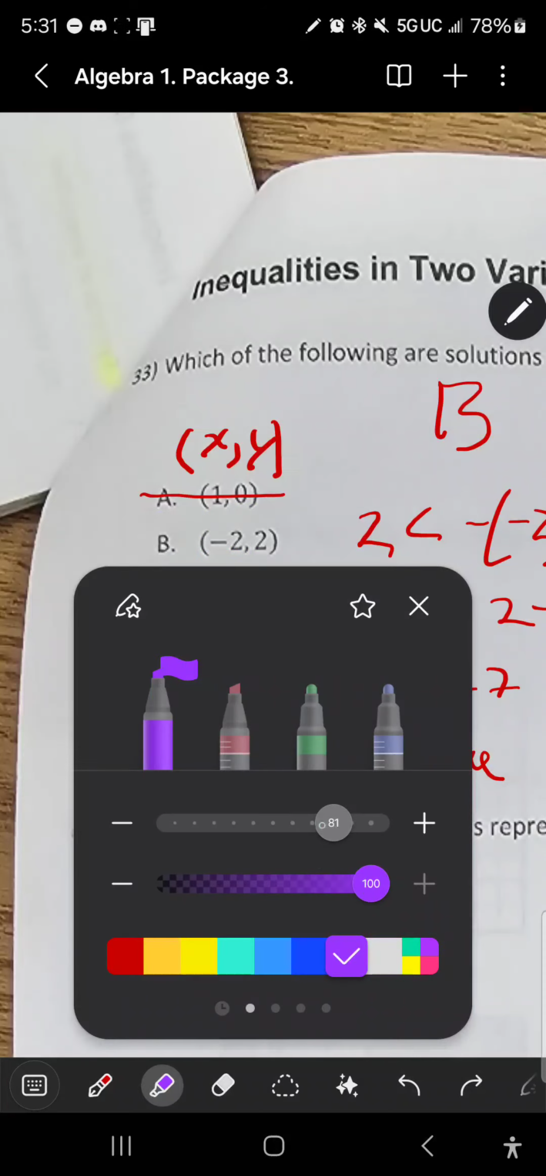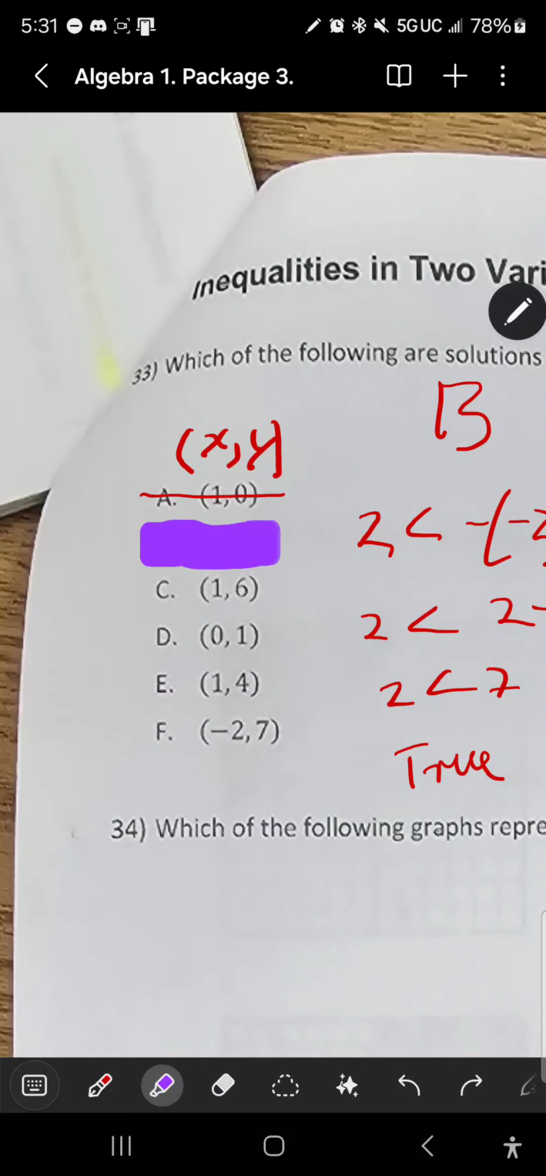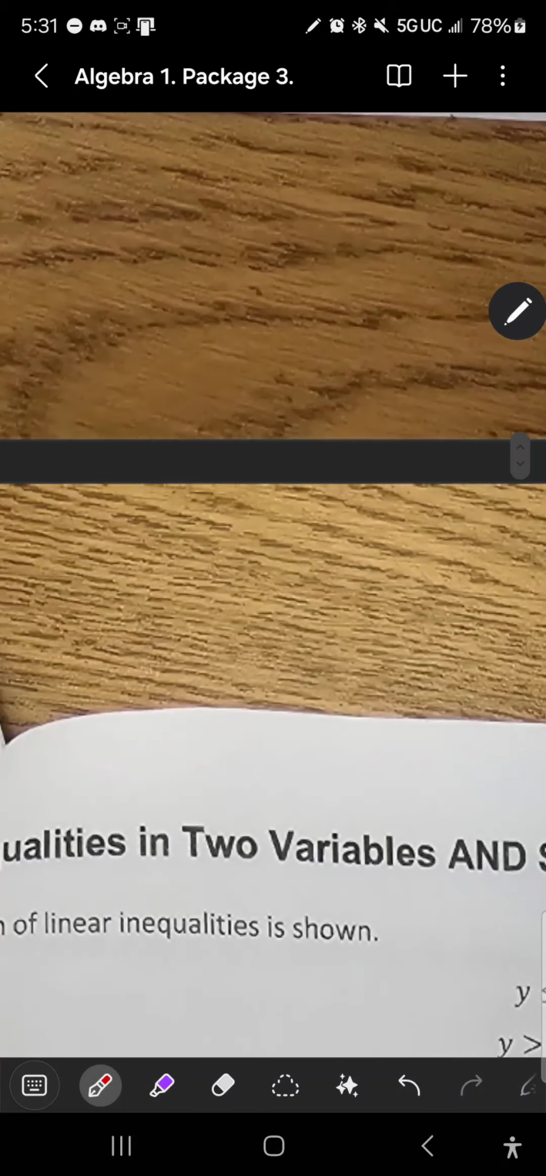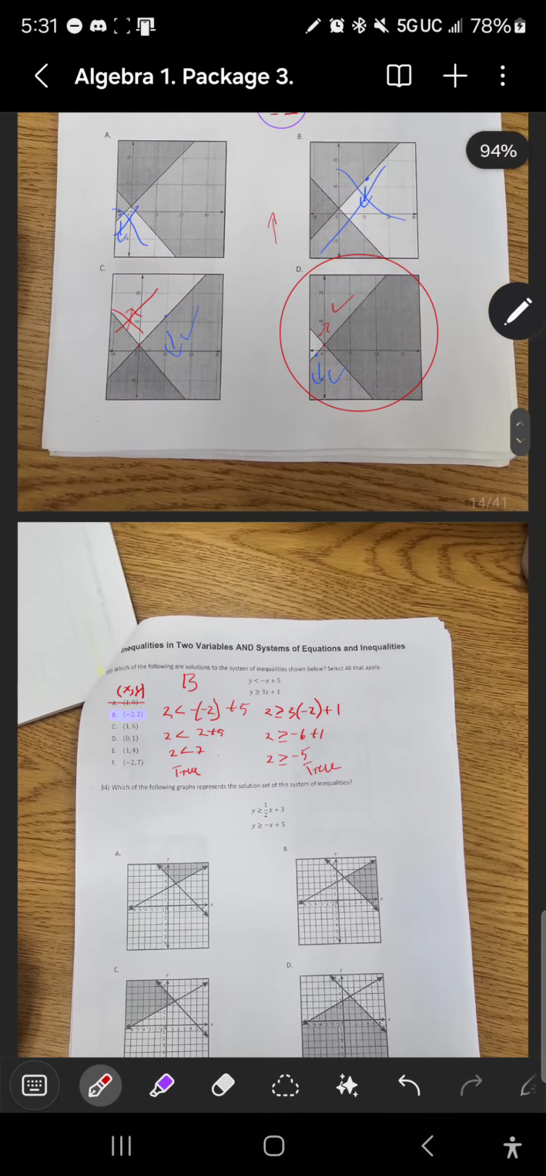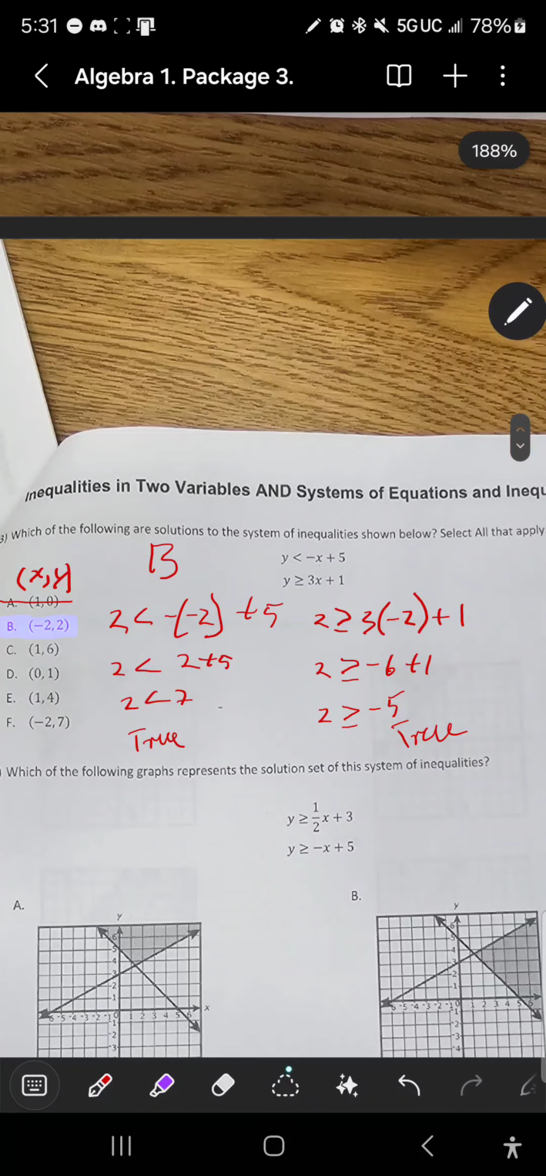Okay, let me just make this smaller a bit. Okay, better. Now let's look at C. One second. Okay, we're here. Let's look at C.